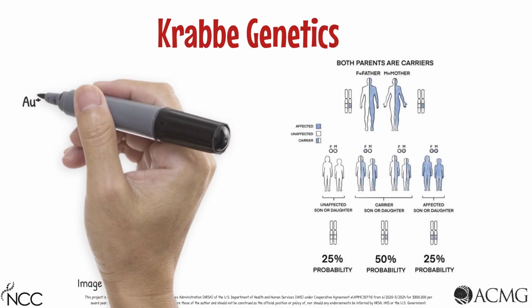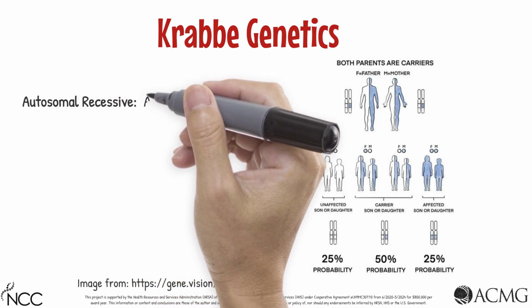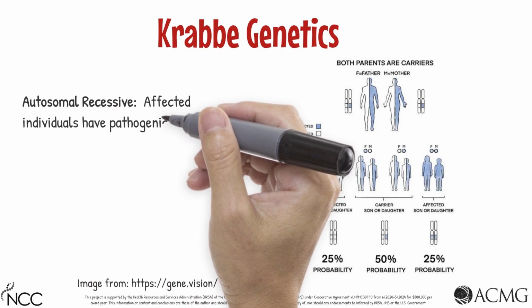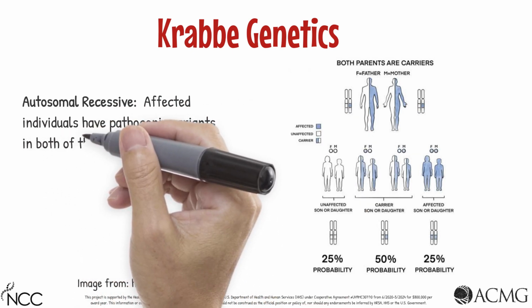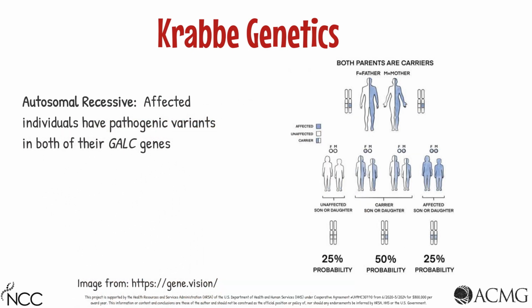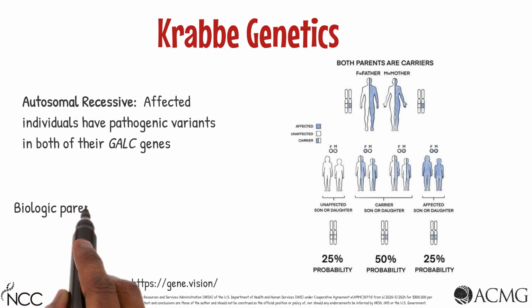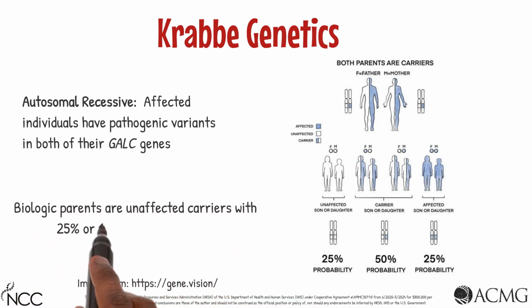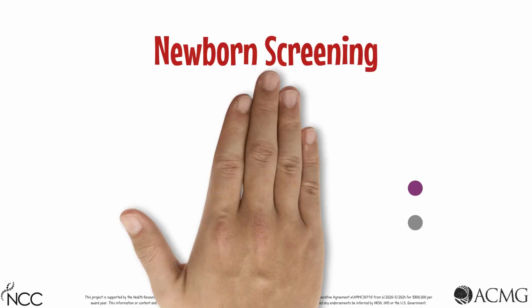Krabbe disease is inherited in an autosomal recessive manner, meaning that only infants with a pathogenic variant in both of their GALC genes will be affected. Parents of an infant or child with Krabbe disease are carriers and are unaffected, but have a 25% or 1 in 4 recurrence risk with any future children they have together.